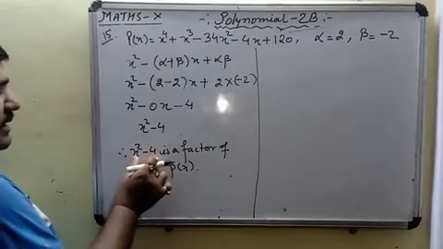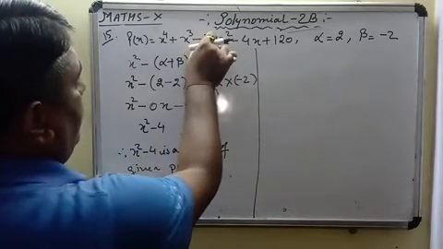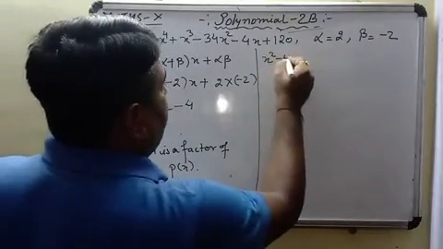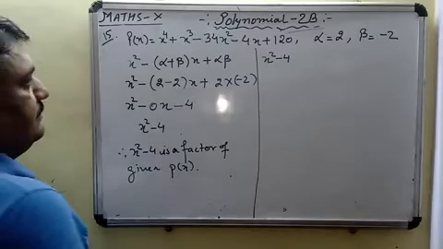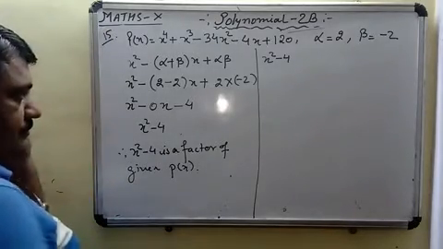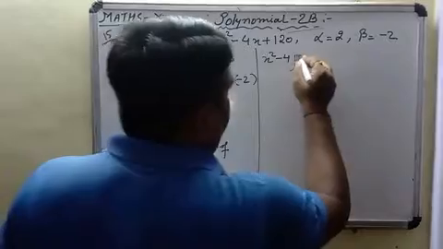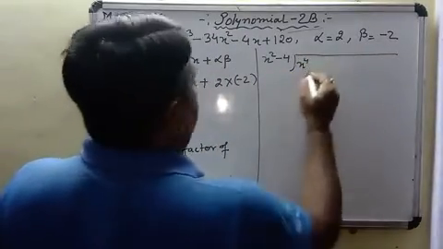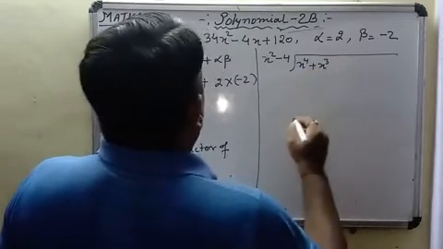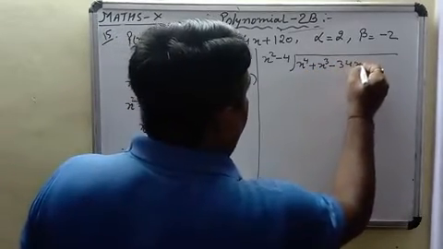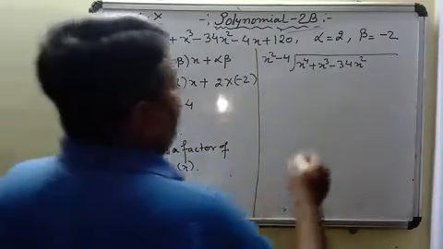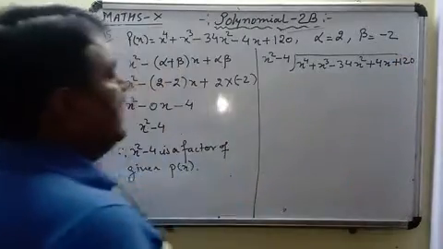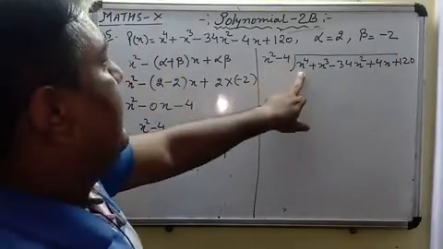We are going to divide the given polynomial by this x square minus 4. It is x square minus 4, dividing your x power 4 plus x cube minus 34x square plus 4x plus 120. So we are given x square and we have to make it x power 4.